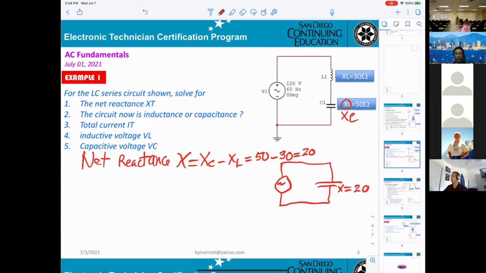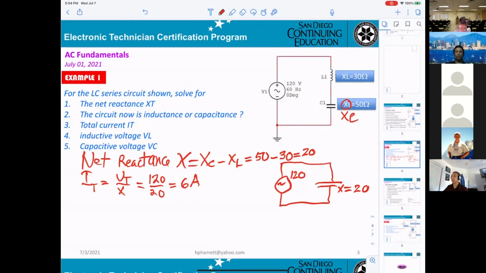Okay? So now you can easily calculate the total current. The 120 volt here. So I total equals V total divided by X, 120 divided by 20. 6 amp, right?